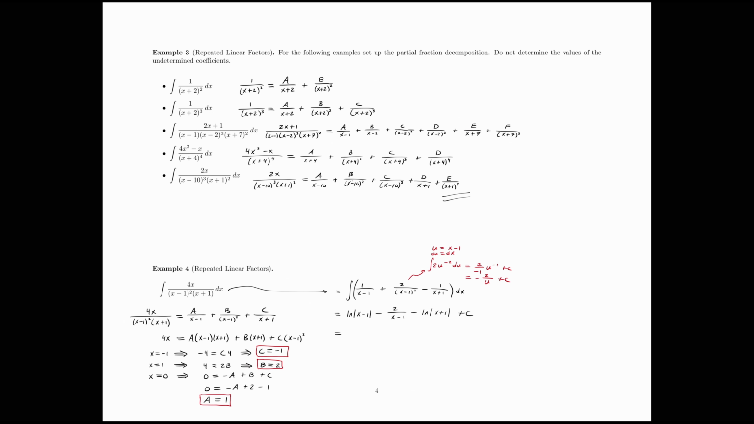Again, you don't have to simplify things, but I have a hard time not doing it when you have natural logs because they simplify so nicely. So I'll write this as natural log absolute x minus 1 over x plus 1 minus 2 over x minus 1 plus c. And there you have it.